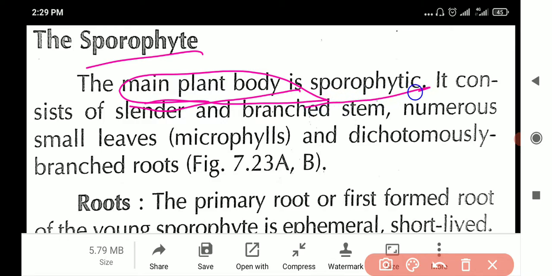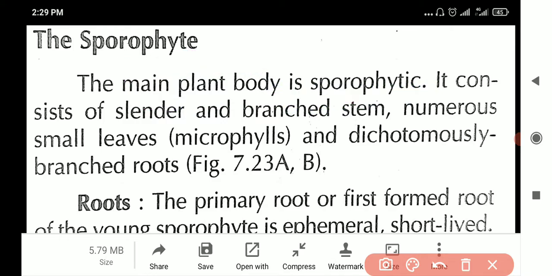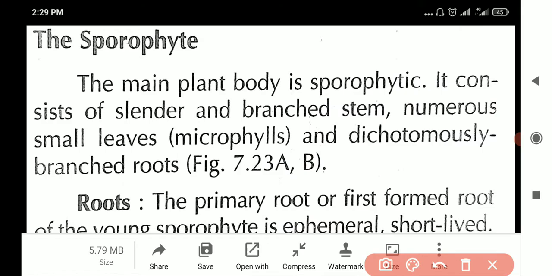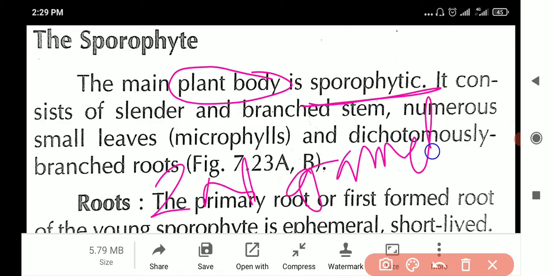Now the main plant body, we will call it the sporophyte or the sporophytic. And why do we term this one sporophytic and the other one gametophytic? I've explained it a little bit when I told you about the alternation of generation, no? As we go on through the life cycle, you will understand that it lives in two kinds of plant bodies. In one generation, it will be sporophytic, and in the second generation, it will be gametophytic.